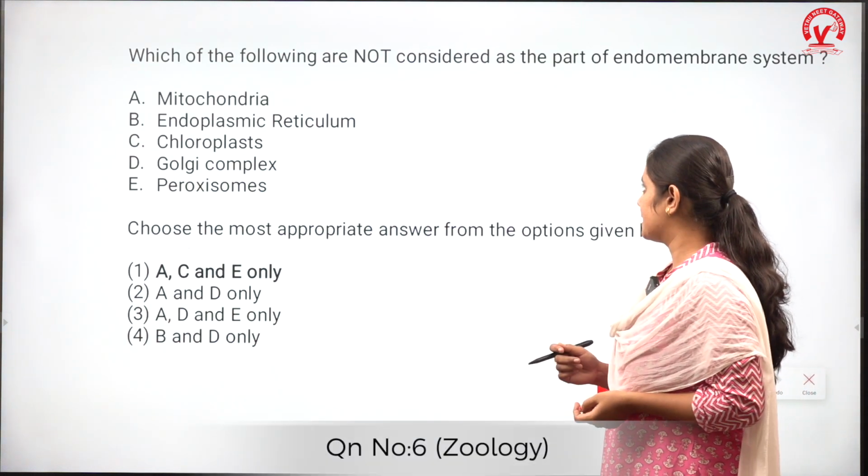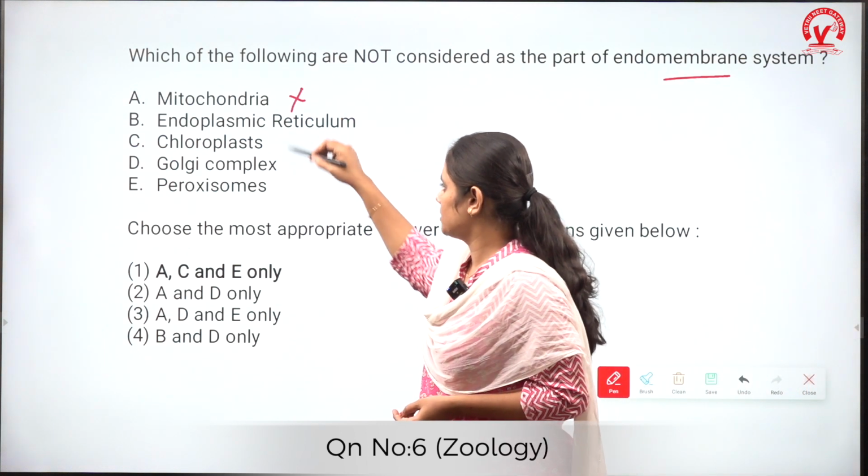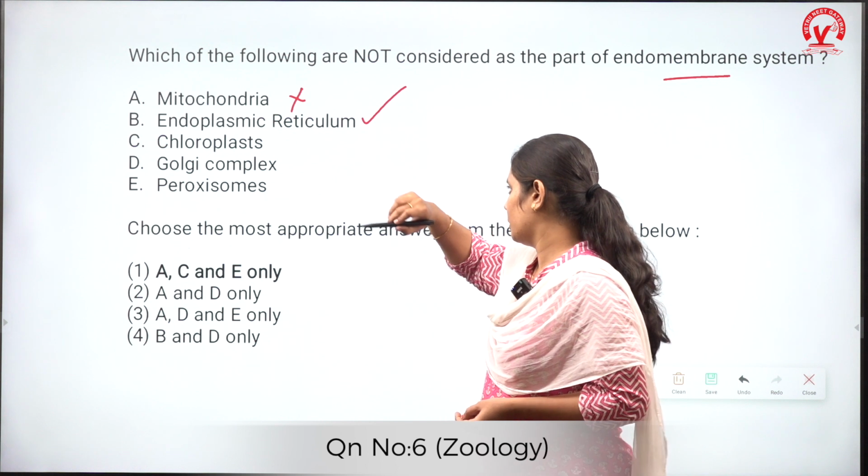Which of the following are not considered as part of the endomembrane system? So mitochondria, it is not a part of the endomembrane system. Endoplasmic reticulum is a part of the endomembrane system.